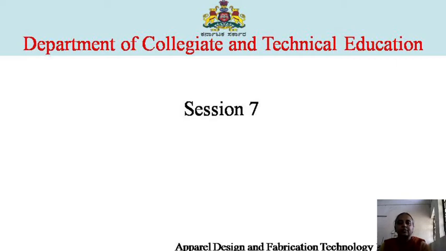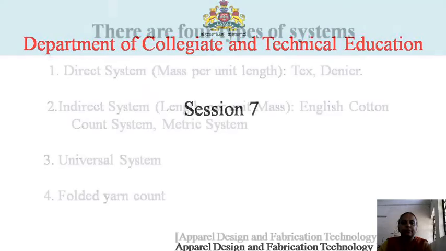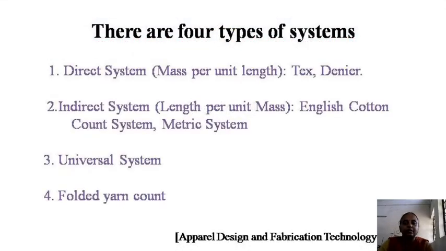Earlier you have discussed the objective, importance of twist, types of twist, and how to identify the twist of a given yarn, and yarn count, the definition of yarn count, and the systems used for finding the yarn count. There are 4 systems: direct system, indirect system, universal system, and folded yarn count. These are the 4 systems used to find out the yarn count.